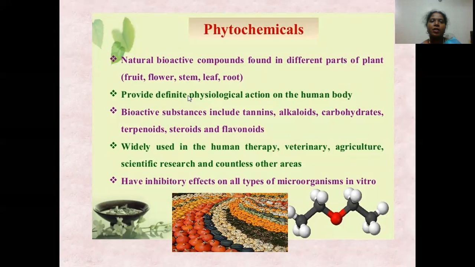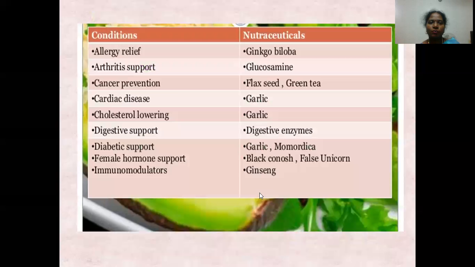Phytochemicals form important compounds isolated from plants, natural bioactive compounds found in different parts of plants: fruit, flower, stem, leaf, root. They provide different physiological actions on the human body. Bioactive substances include tannins, alkaloids, carbohydrates, terpenoids, steroids, and flavonoids. They are widely used in human therapy, veterinary, agriculture, scientific research, and other areas. They have an inhibitory effect on all types of microorganisms in in vitro conditions, and nutraceuticals can be used.